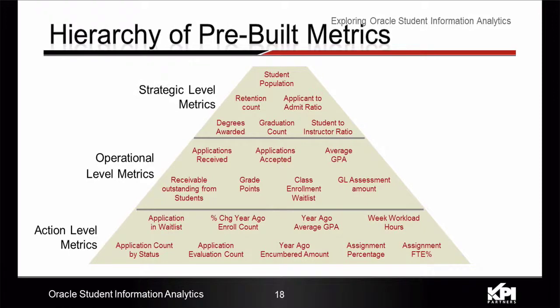In order to facilitate this type of analysis, the application has taken the approach of building a hierarchy of pre-built metrics at each level of analysis. You classify these metrics into strategic level metrics, such as applicant and admit ratios, or prospect to enrollment ratios. There are also several dozen operational metrics like class enrollment wait lists, the number of applications received, number of applications accepted, etc. At the lowest level, you have actionable metrics, which identify changes in trend year over year, and monitor efficiencies of individual business functions such as recruiters.